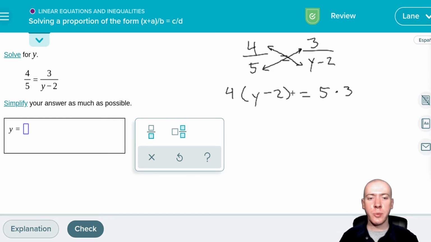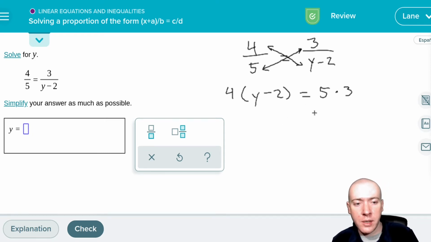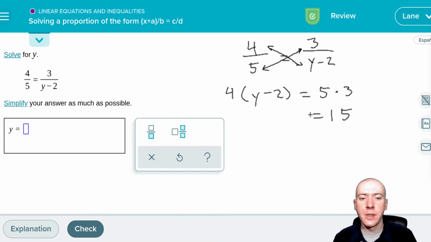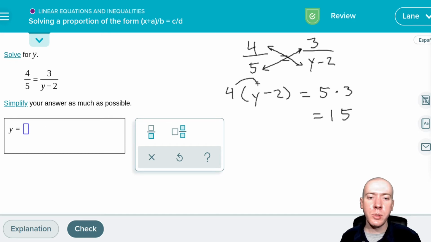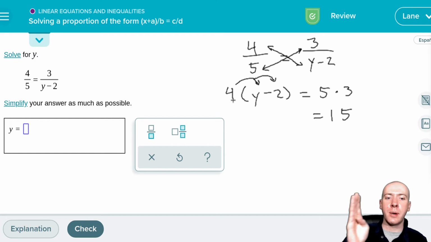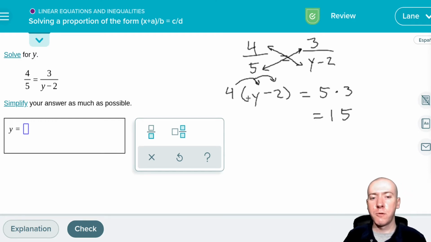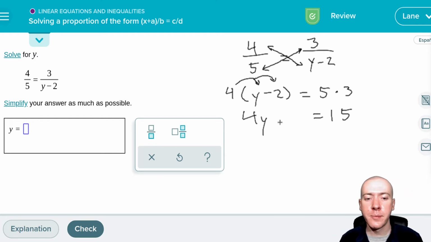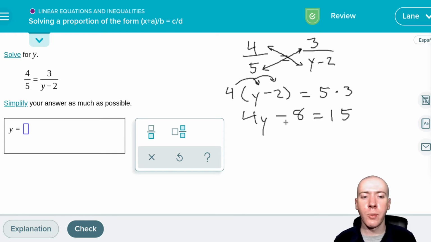Now, in the next step, we need to do some simplification. On the right-hand side, you can go ahead and multiply 5 times 3. That's 15, right? On the left-hand side, we need to distribute this 4. This 4 should be multiplied by y and by 2. Okay, 4 times y is 4y. Then we have the minus sign in the middle. And then 4 times 2 is 8. So what we have now is 4y minus 8 equals 15.